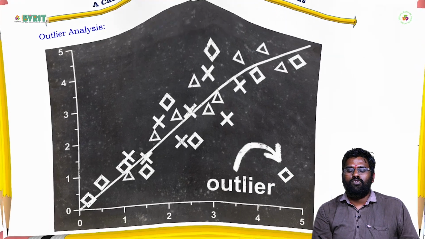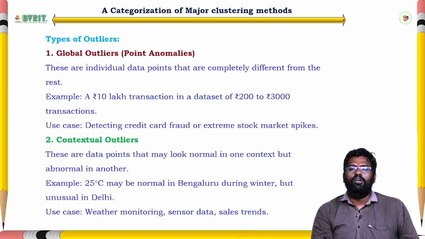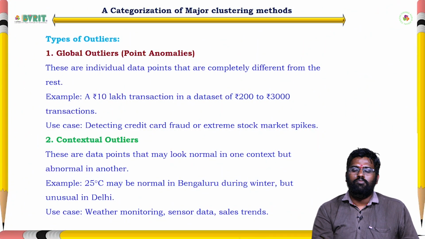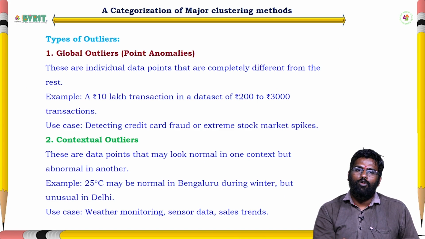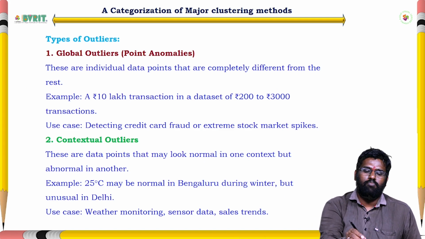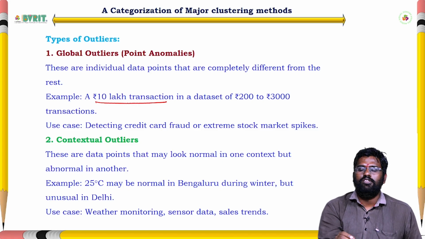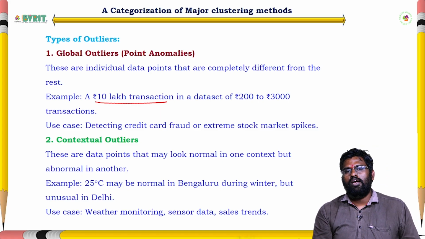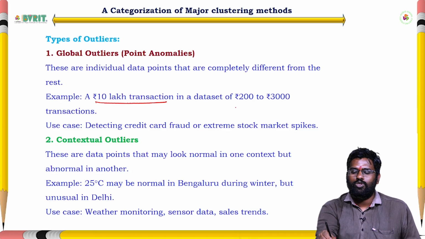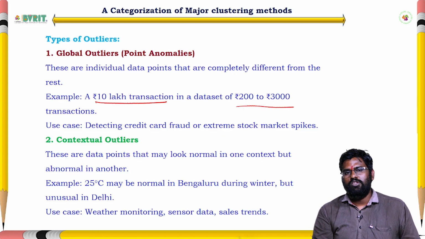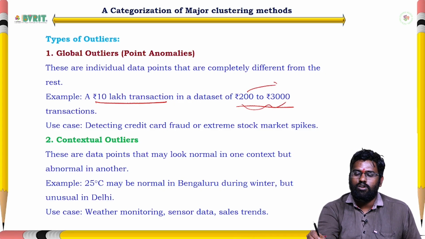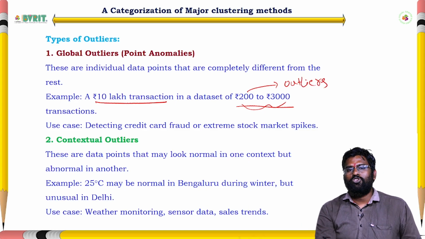Now we have 3 types of outliers. Coming to the first one, global outliers. A global outlier means something completely different. Those are all individual things. For example, if we take 10 lakh transactions, the values in that data set are near each other. So if we take a data set value of 200 rupees and 3000 rupees, those are out of range. Why? Because our transactions are 10 lakh, but we are showing a lesser value. These odd things are called global outliers. Individual points are to be there.